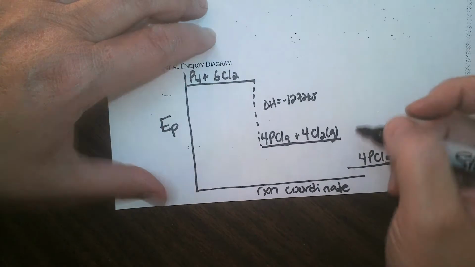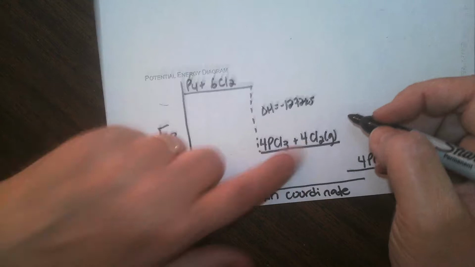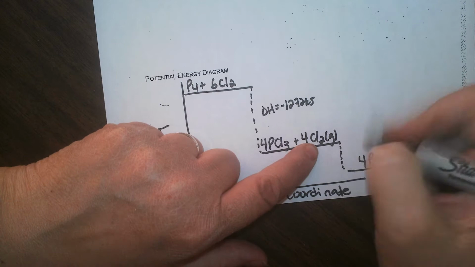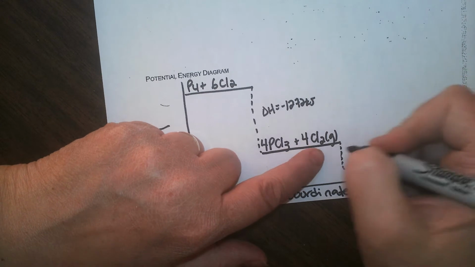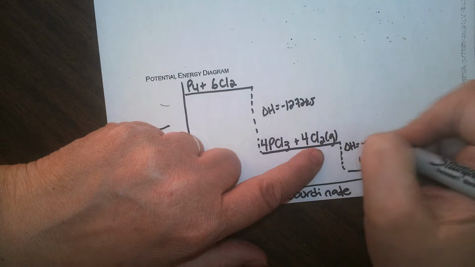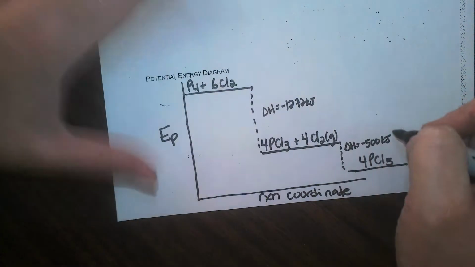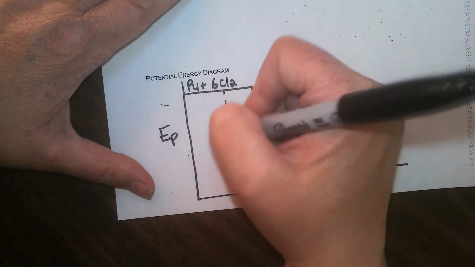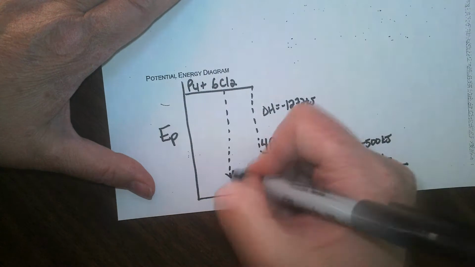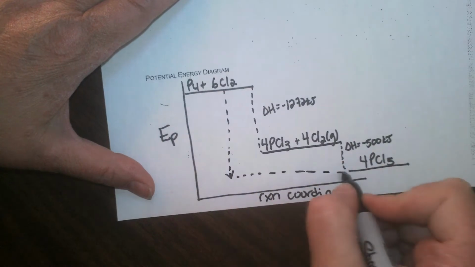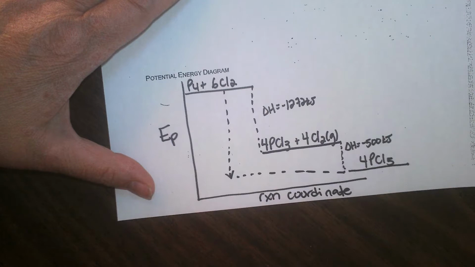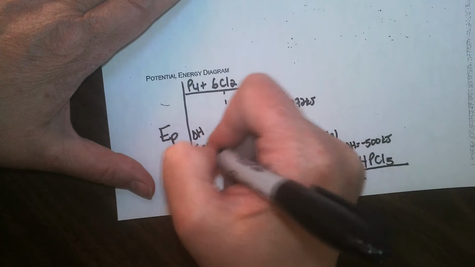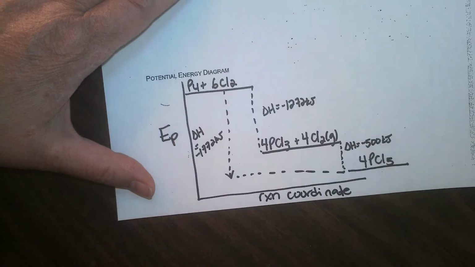And then this reaction here of 4 PCl3s and 4 Cl2s is a delta H of negative 500 kilojoules. And this overall reaction here, yep, should be a delta H of negative 1772 kilojoules.